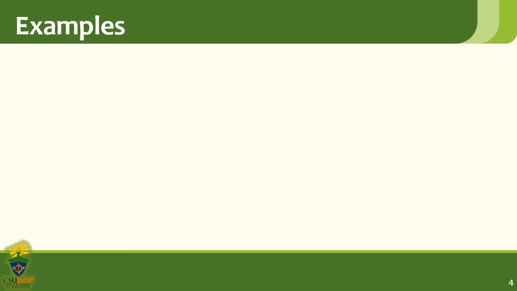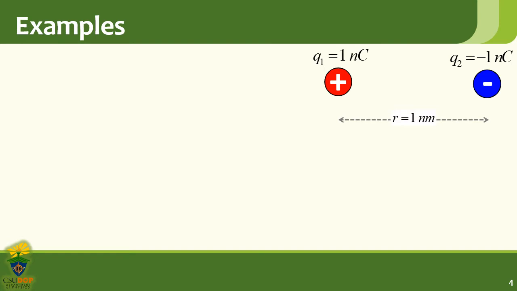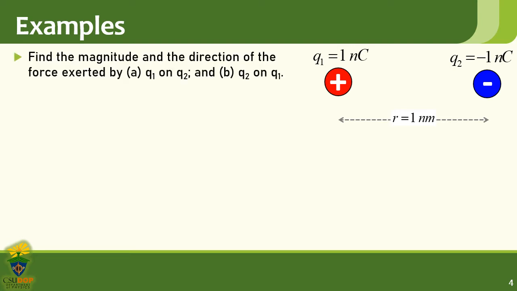Now let's have some examples. In this problem, we have two charges with opposite signs, which means the electric force is attractive. We are then asked to find the magnitude and direction of the force exerted by Q1 on Q2 and vice versa. Note that these two forces are equal in magnitude but opposite in direction by virtue of Newton's third law of motion.